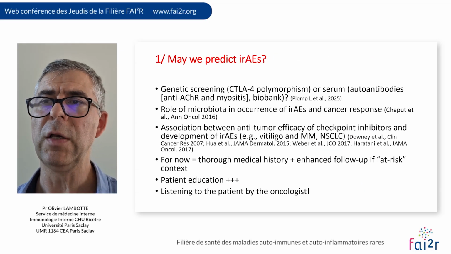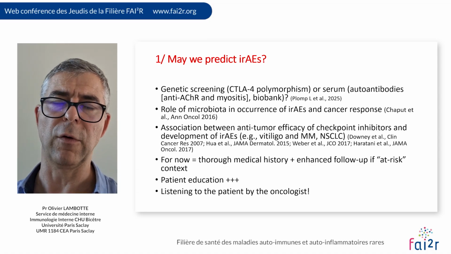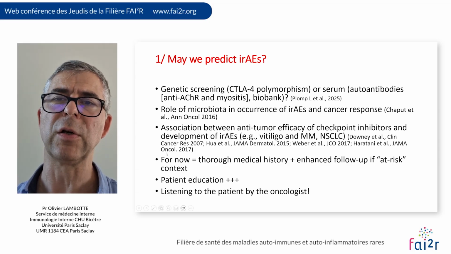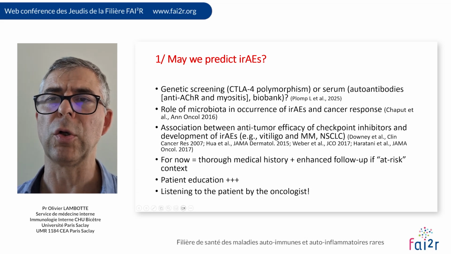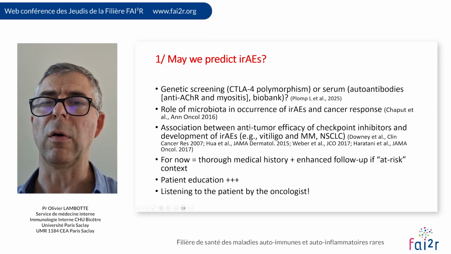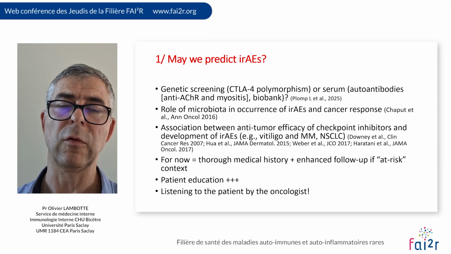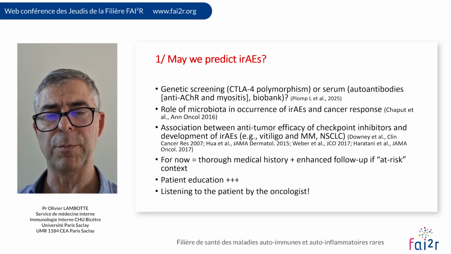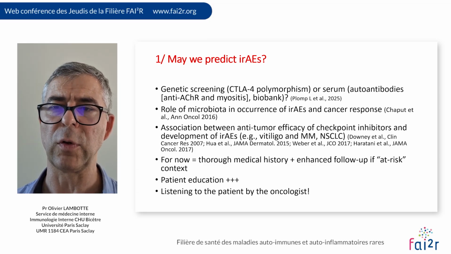May we predict IRA? There is much clinical research work about that, with genetic screening, looking for autoantibodies which can predict toxicities. This is probably the case of anti-acetylcholine receptor antibodies and myositis, but in my opinion, it's the only one which can be interesting. There is also the role of microbiota, and some discussion about the association between anti-tumor efficacy and the development of IRA. Clearly today we know that if a patient develops some immune-related adverse events, it is associated with a better prognosis and a better response to the treatment.